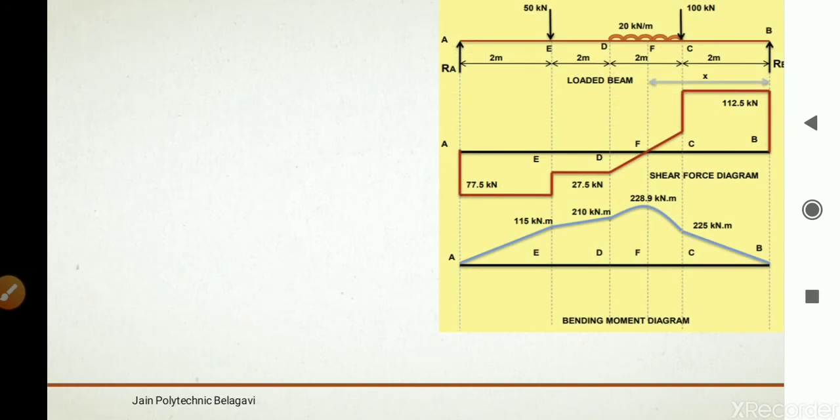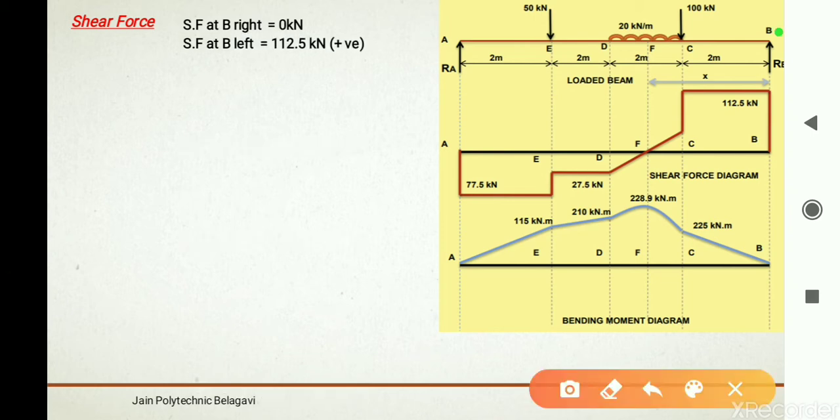Now coming to shear force calculation. Shear force at B right is 0 kilonewton because shear force when you stand on the right side of B will be 0. When you stand on the left side of B, it will be 112.5, that is reaction at B itself.